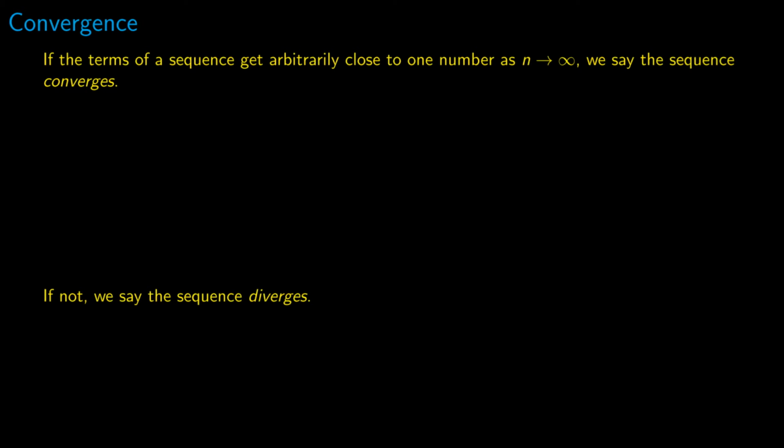So we can talk about the convergence or divergence of a sequence, and we say if the terms of a sequence get arbitrarily close to one number as n goes to infinity, the sequence will converge, or it converges. So we could check this with our first example.